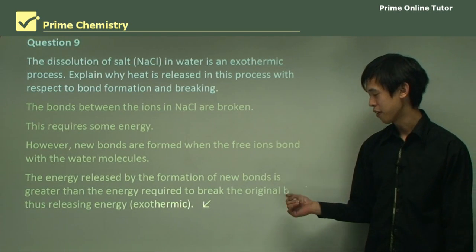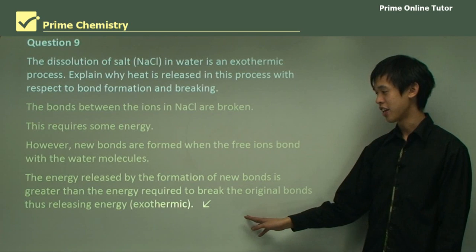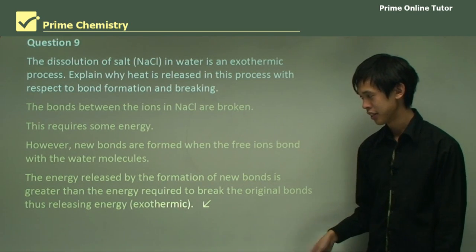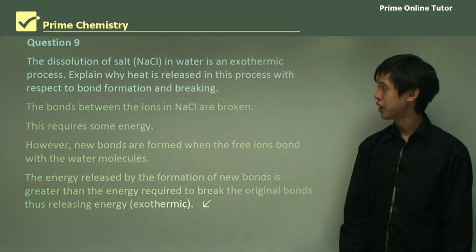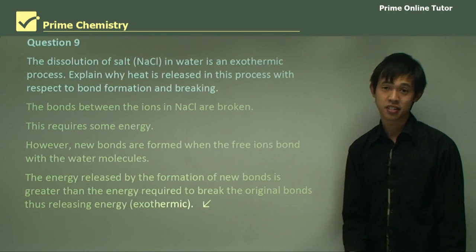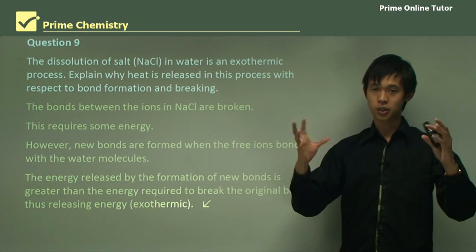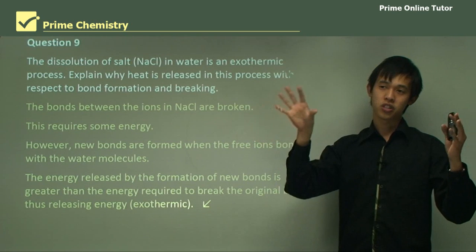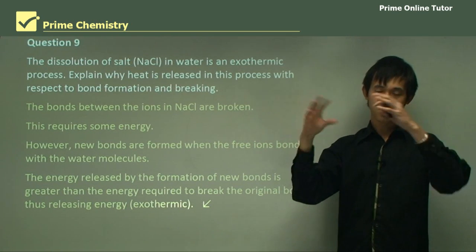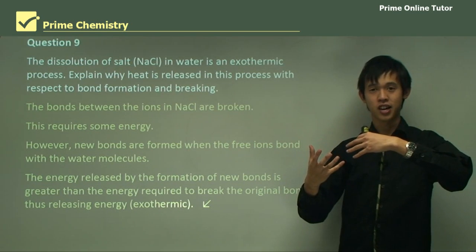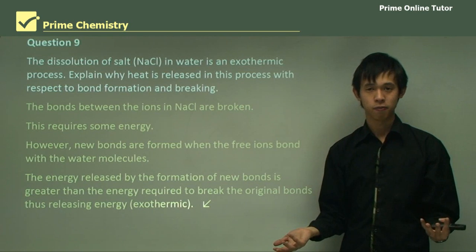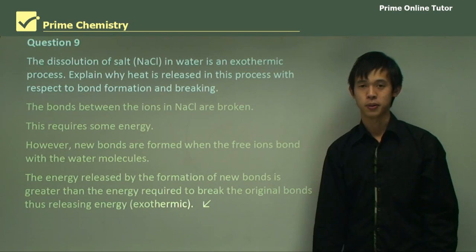The energy released by the formation of new bonds is greater than the energy required to break the original bonds, thus releasing energy. Okay? So that's why this is an exothermic process. When you break up the bonds in the ionic salt, then the water surrounds them. Those new bonds formed by the water surrounding those ions releases energy, and that gives you an exothermic process.